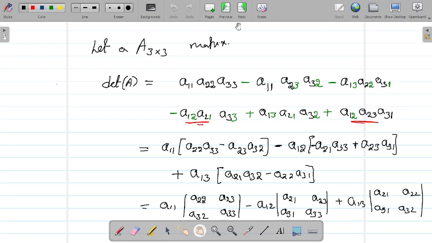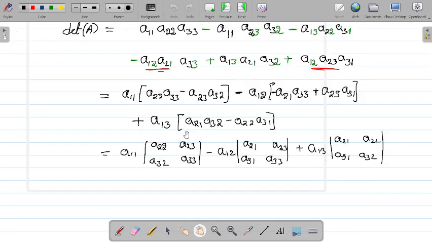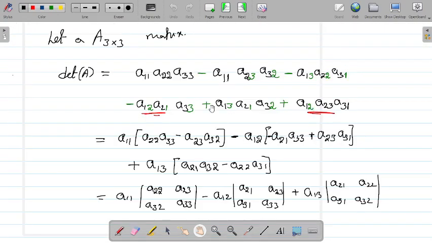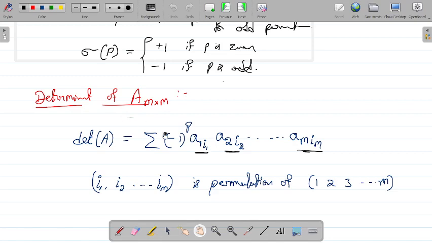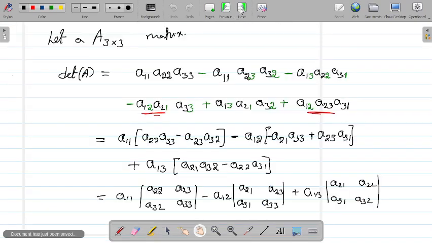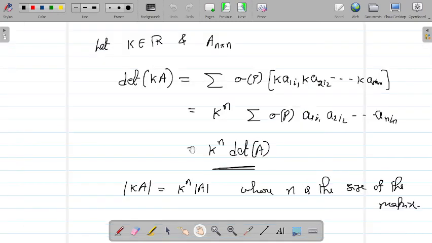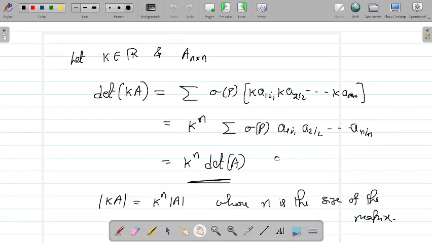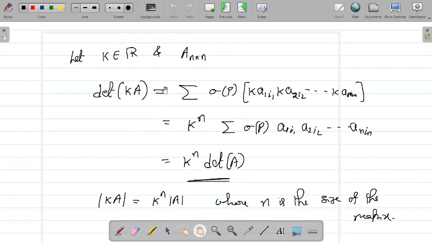And we have seen that this definition and the definition you learned earlier are both the same. But whatever you learned earlier is easy to calculate. This one is also easy, but you need to do a little work. While proving results, though, this definition will be useful. And you can see that the determinant of k into A is k power n into determinant of A, where k is a scalar, just a number.